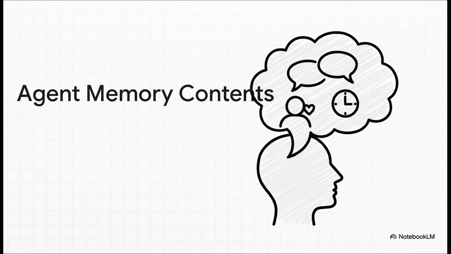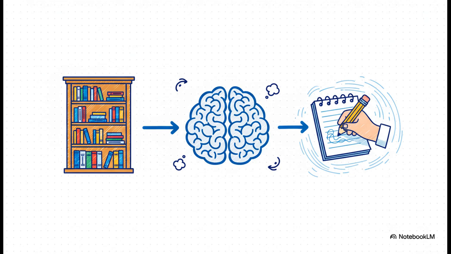Super important. So here's the simplest way to remember the difference. The knowledge base is the library, full of permanent facts. The agent memory is the notepad, just for the current conversation. One is for long-term reference, the other is for short-term context. And here's the thing. A truly smart agent absolutely needs both to be effective.